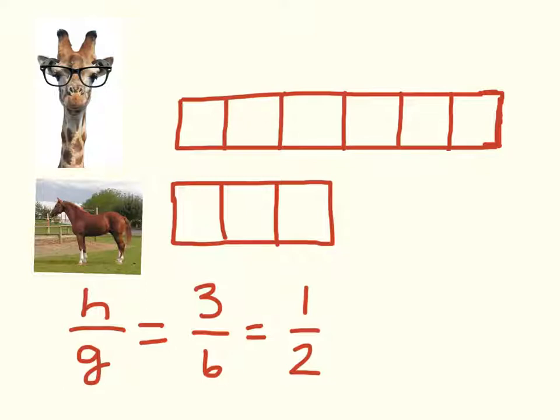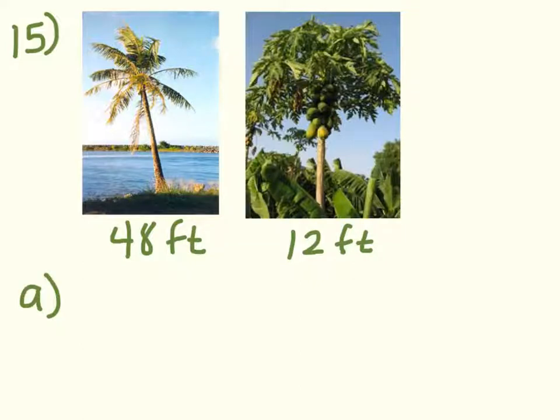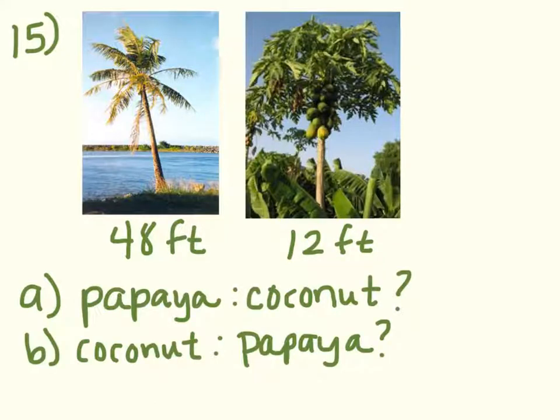Now try one of these problems on your own. Complete this problem on your own. The height of the coconut tree is 48 feet. And the height of the papaya tree is 12 feet. So how many times the height of the papaya tree is the height of the coconut tree? And in part B, please answer how many times the height of the coconut tree is the height of the papaya tree. Please write these answers in fractional form. Make sure to reduce them if at all possible.